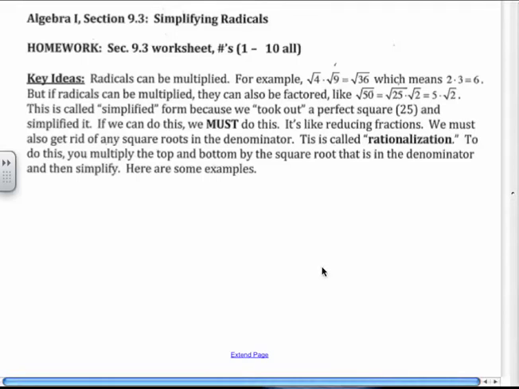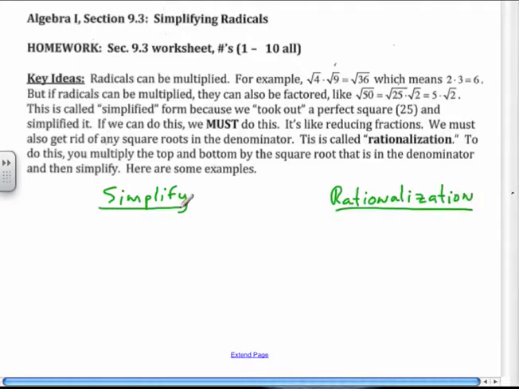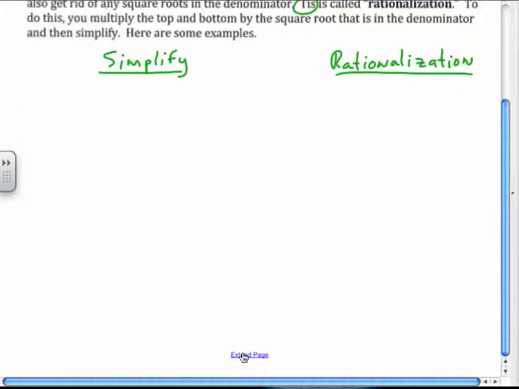Okay, folks, simplifying radicals. Now there are two parts to this that we're going to talk about. One, we're going to talk about simplifying a radical, okay? And the next thing we're going to talk about is rationalization. Okay? Rationalization. And I have a little Shakespeare form of notes. 'Tis called rationalization. But guys, two things that we need to talk about with today's stuff.